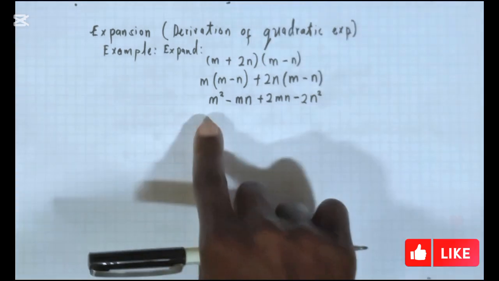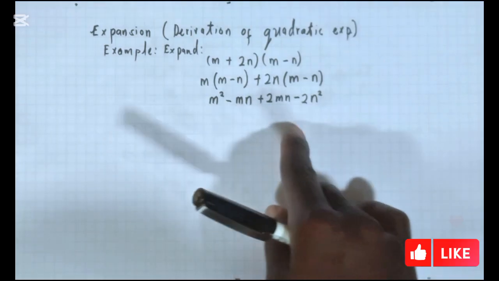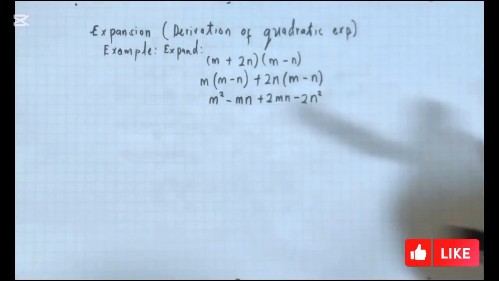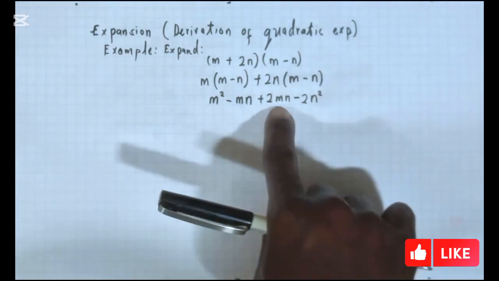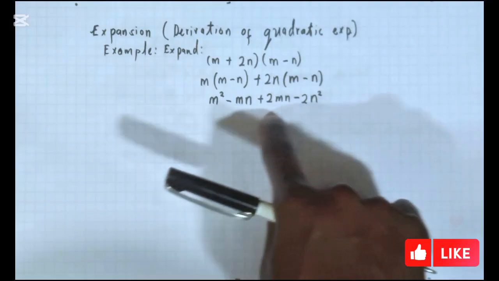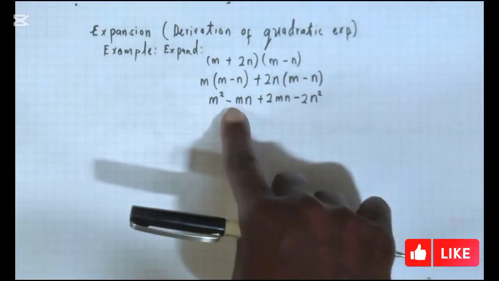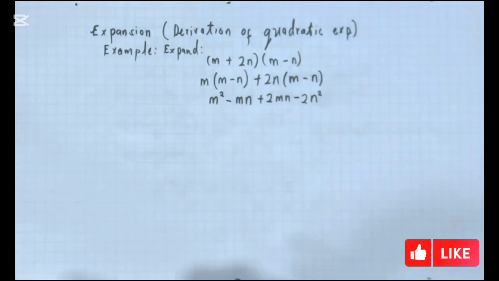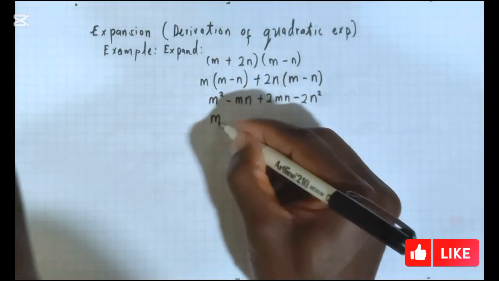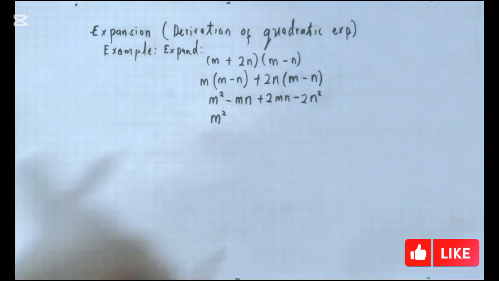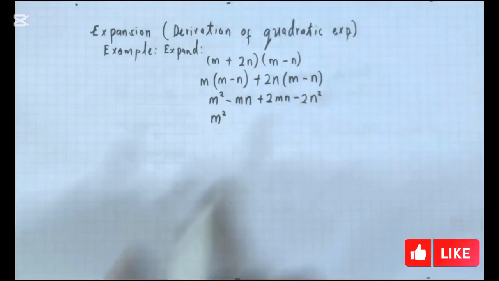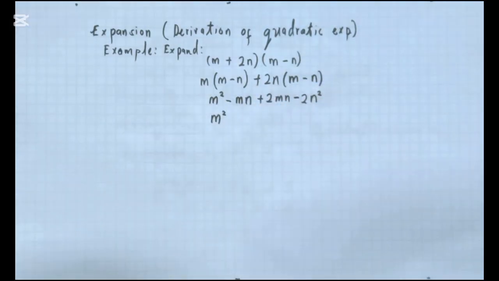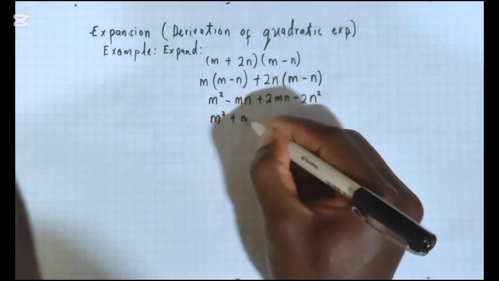All right, so notice that we have m squared minus mn plus 2mn minus 2n squared, which in this particular case has to be simplified. Notice that mn and 2mn are like terms. The coefficient here is -1 and here it's 2, so basically it's like having -1 plus 2. So when you simplify, we're going to have m squared, and negative mn plus 2mn, which is the same as -1 plus 2, will be plus mn.